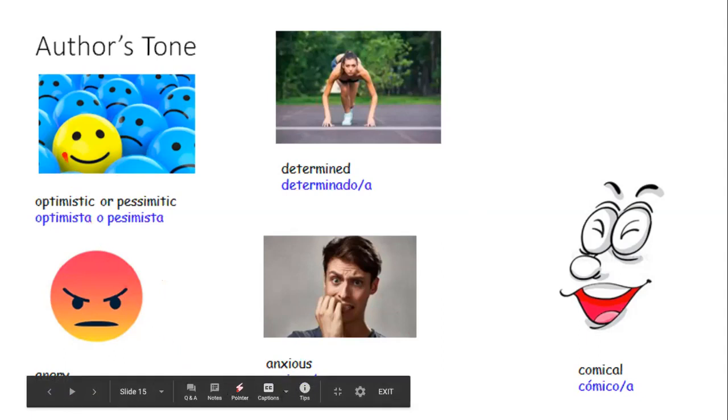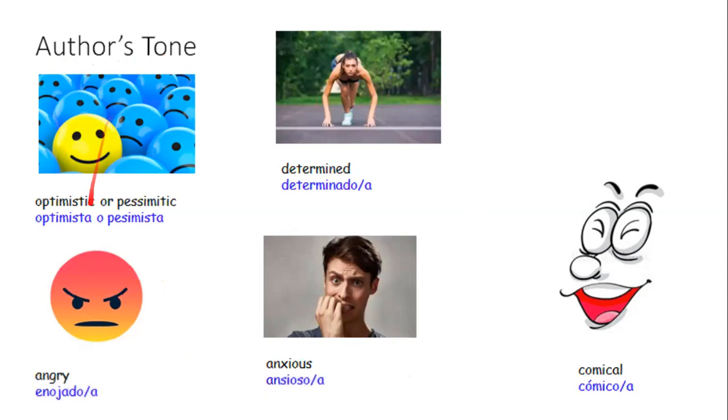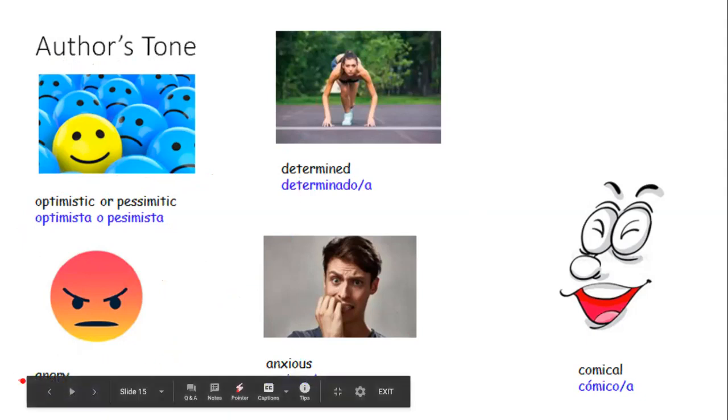So is the author being optimistic or pessimistic? Is the author being determined? Like, I'm going to do this no matter what? Maybe the author is feeling angry and wants us to feel angry and understand that he's angry too. Maybe the author is anxious, right? And we should also feel anxious. Maybe the author thinks it's funny and wants to make us laugh. Okay, so we're going to reread the passage now, and we're going to think about how the author wants us to feel, what the author is thinking.